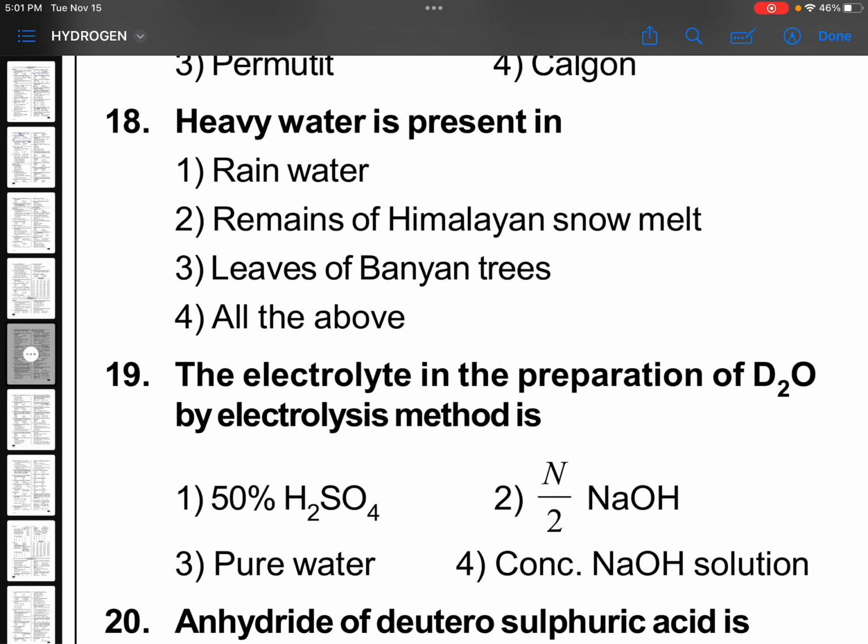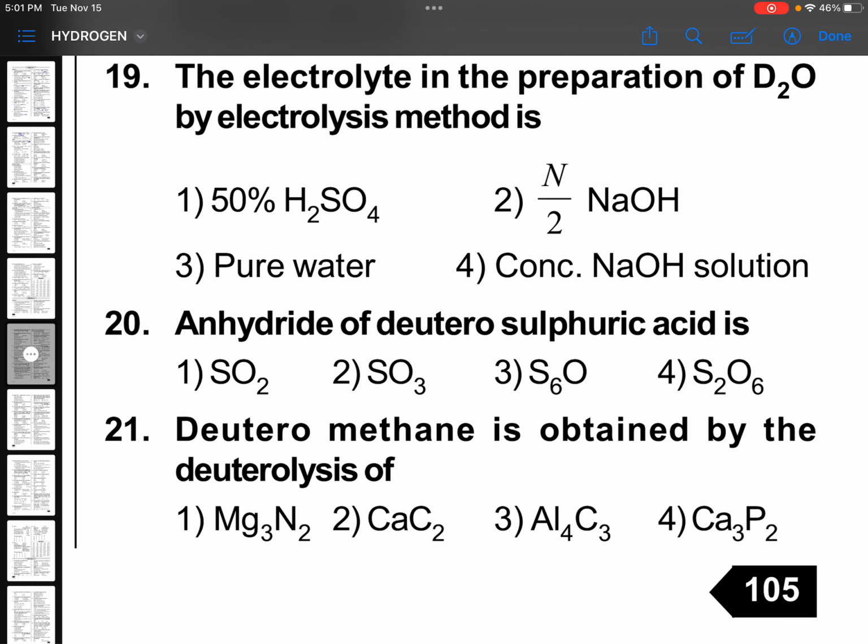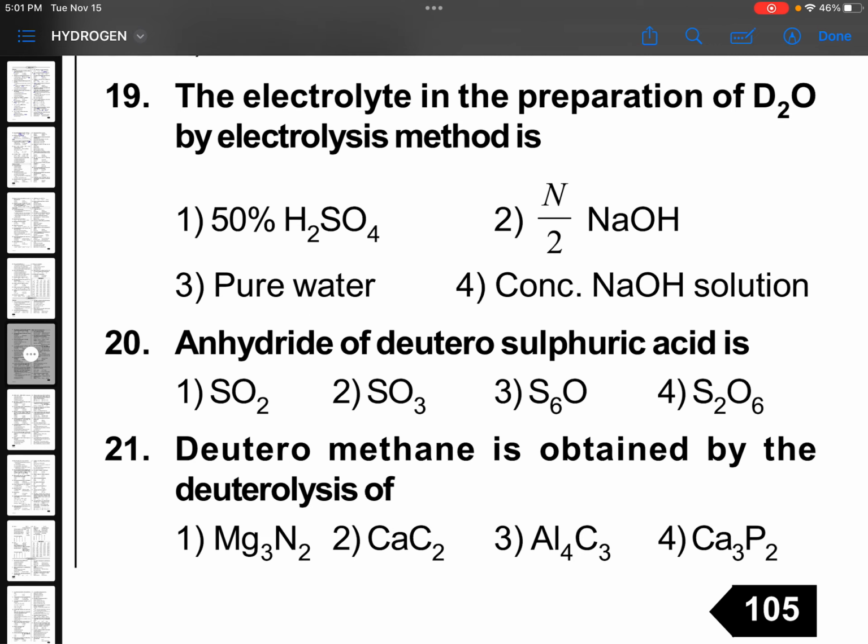Heavy water is present everywhere, but in a very, very small amount. In 6,000 parts by water, if you are taking, 1 part of D2O will be there. 1 part in 6,000 parts of water. The electrolyte in the preparation of D2O by the electrolysis method is, D2O preparations and all are not there now, but I will explain you.